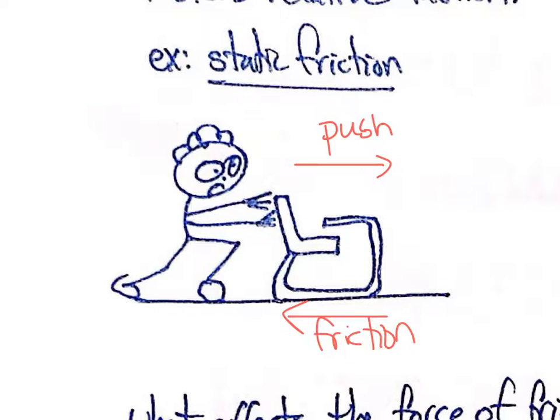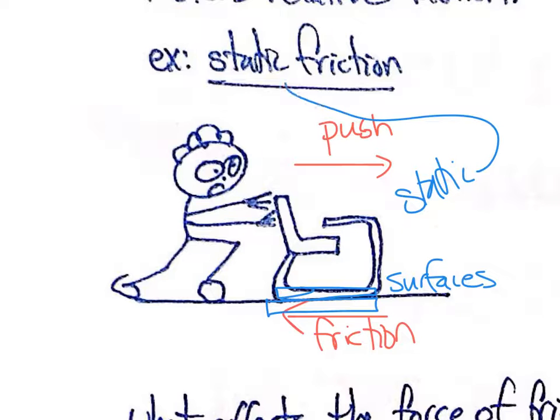This is called static friction, because the surfaces are not moving relative to one another. The surfaces we're talking about are the bottom of the desk and the floor. So these are the surfaces. The surfaces are not moving relative to one another, so we call this static. Oh wait, it's written right there. Okay, so we call that static friction.